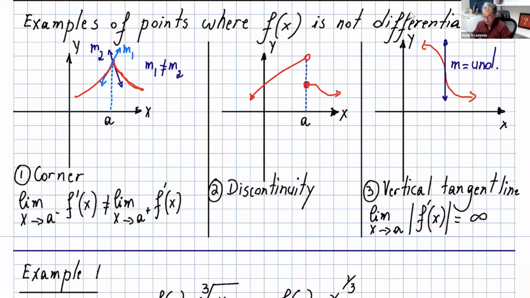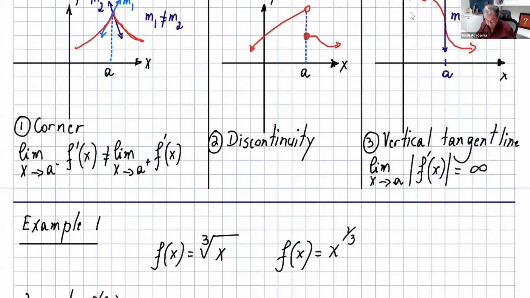And finally, the third case happens when you have a vertical tangent line. Here the slope of a vertical line is undefined. For a vertical tangent line, you can check that the limit as x approaches a of the absolute value of f prime of x is going to give you infinity. Now let's go over some examples.